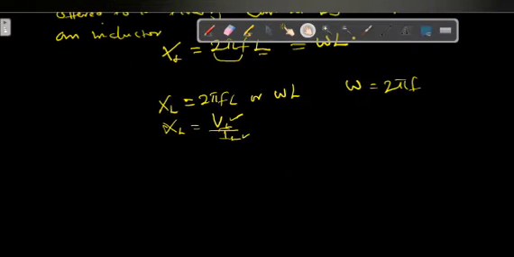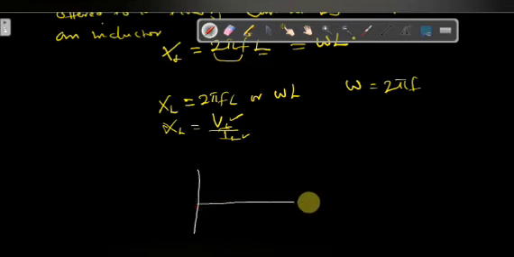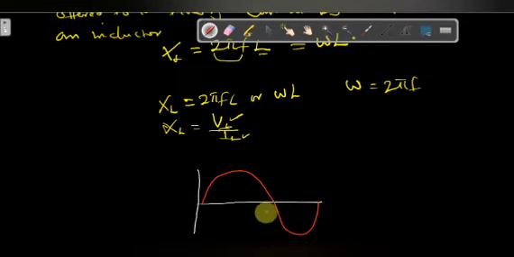Okay, so if we represent the sine wave, we're going to have something like this. So for the voltage, I'll use this for the voltage. The voltage is always in front, okay? The voltage is always in front. The voltage starts earlier than the current. So by the time the voltage has peaked, that's when the current will start moving. So we are going to have this.